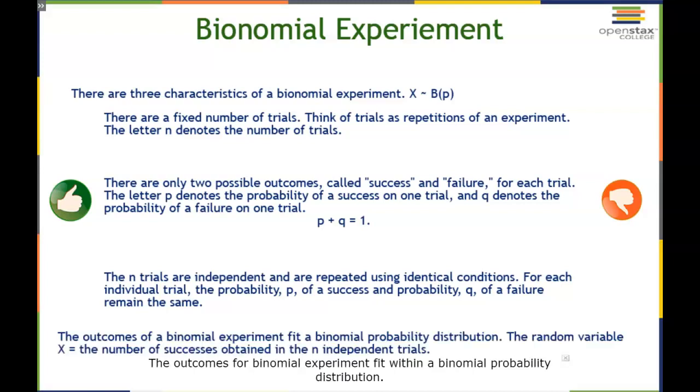The outcomes for a binomial experiment fit within a binomial probability distribution. The random variable, X, will be the number of successes obtained in the N trials. So here are the variables we'll be using. X describes what we're testing. N is the number of trials. P is the probability of success. Q is the probability of failure.